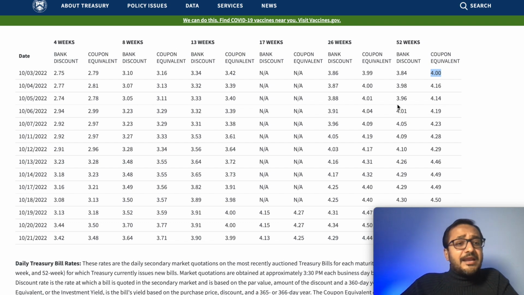On the screen that you see right now is the 4 weeks, 8 weeks, 13 weeks, 17 weeks, 26 weeks, and 52 weeks, which is 1 year, and the interest rates based on the bank discount and the coupon equivalent. And you should be able to get these rates in real time using the site and the link in the description below. If you take a look for 4 weeks, you should be able to find based on the date what is the interest rates on the Treasury bill. So as an example, October 3rd, 2.75%, which is the bank discount, and coupon equivalent is 2.79.